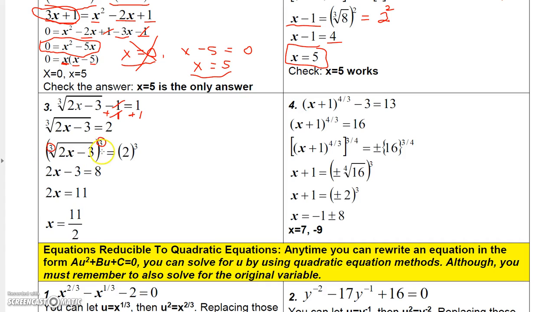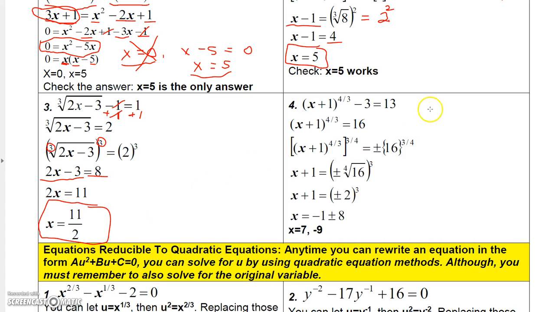So cube root cubed just gives me what's in the radical, 2x minus 3, and 2 cubed is 8. And then once you get to that point, you should be able to solve it easily. Just add 3, and 2x is 11, then divide by 2, and you get x is 11/2. And again, make sure you check it.